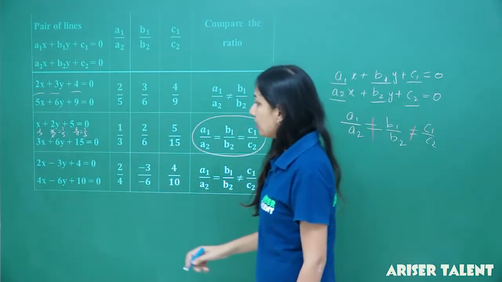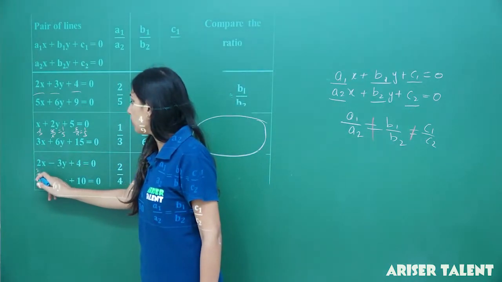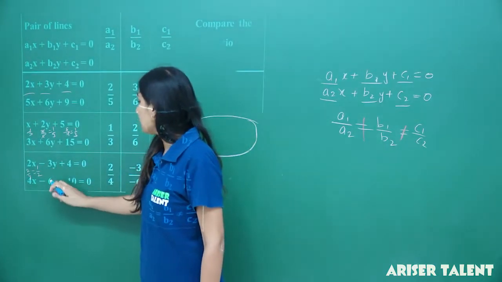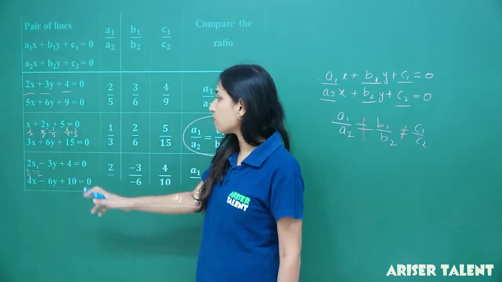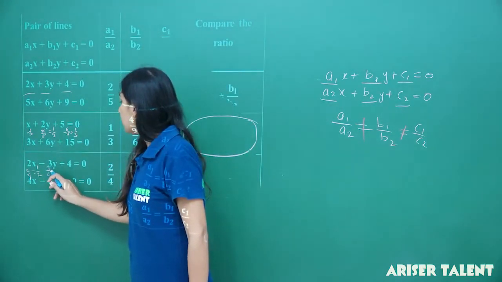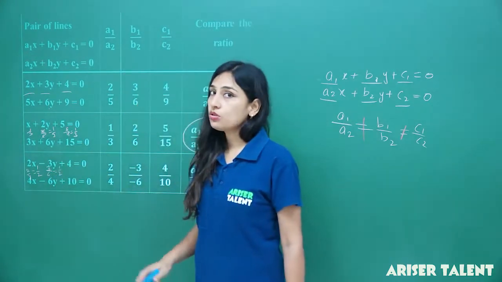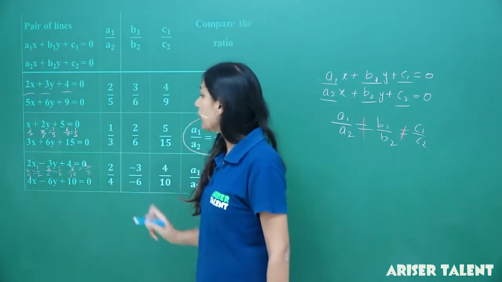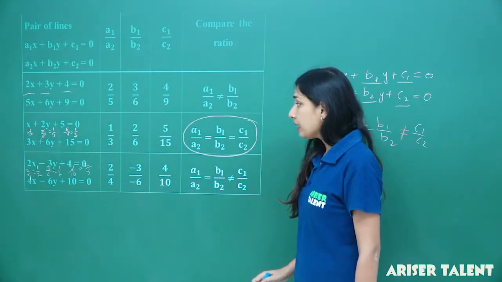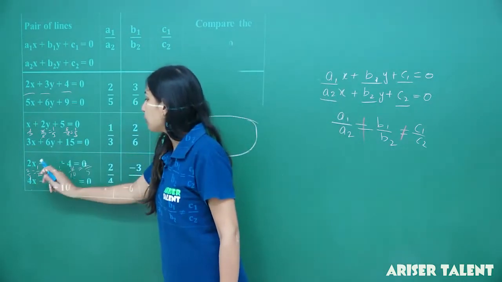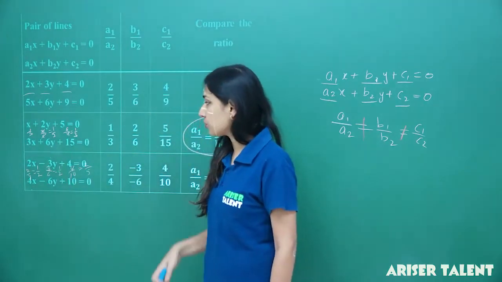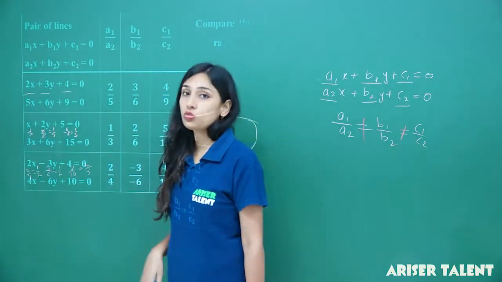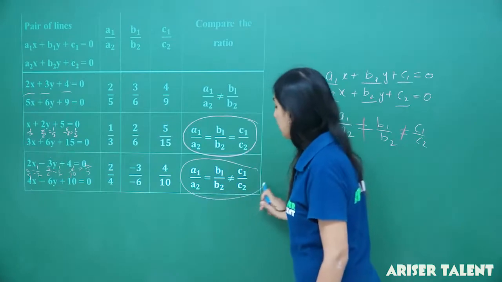Now, in the second case, 2 by 4 equals 1 by 2. Now, minus 3 by minus 6, the minus signs cancel, so 3 by 6 is again 1 by 2. Now, 4 by 10 is 2 by 5, and 2 by 5 is not equal to 1 by 2. So, here this ratio equals this ratio, but they are not equal to the third ratio. That means A1 by A2 equals B1 by B2, but they are not equal to C1 by C2. Right. So, we have written it in this form.